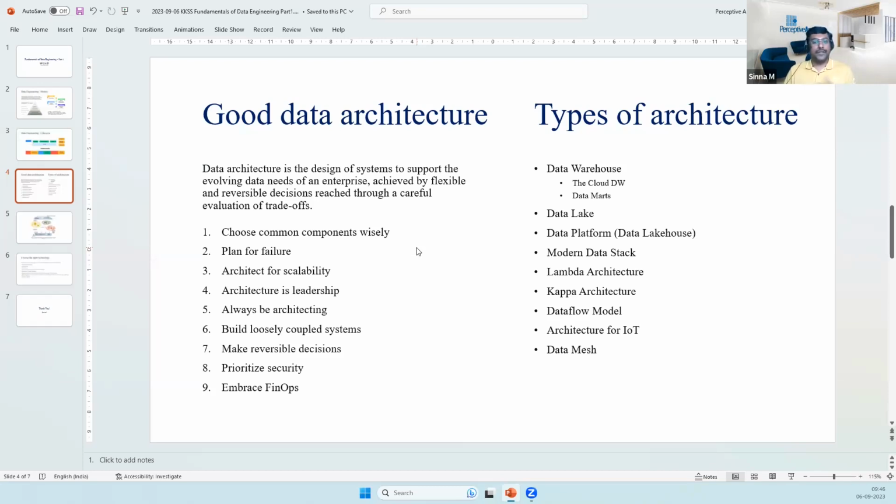Recovery point objective, if we lose data, right? So what is the acceptable limit that we can lose? So that is the recovery point objective.